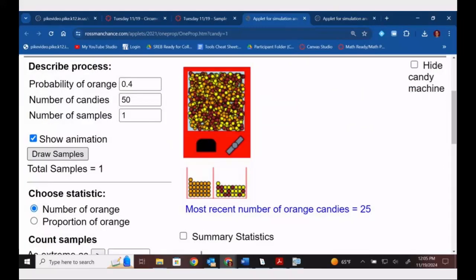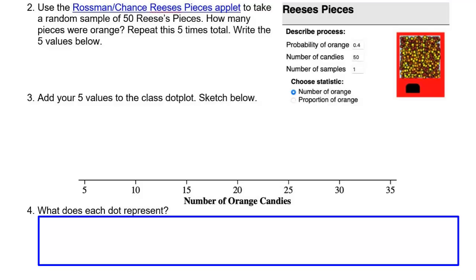What I want you guys to do is take a random sample of 50 Reese's Pieces, but you're going to do this a total of 5 times. So you can tell it to pull all 5 samples, or you can do the samples one at a time. Like I said, it goes faster if you turn the animation off. But you want to pull 5 random samples and have the number of orange candies in each of those random samples. And then you're going to come up and add your 5 values to this dot plot up here, just like we did the other day.